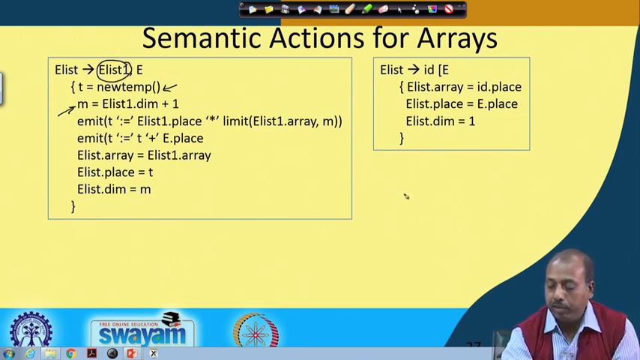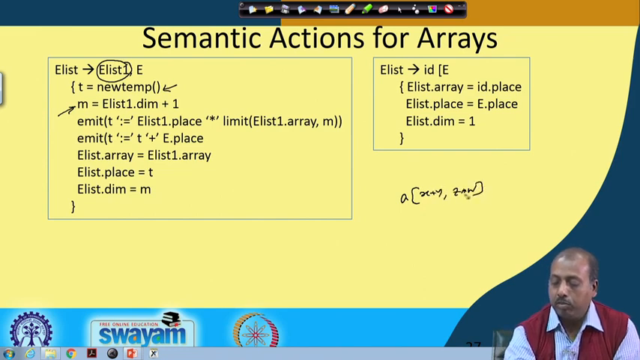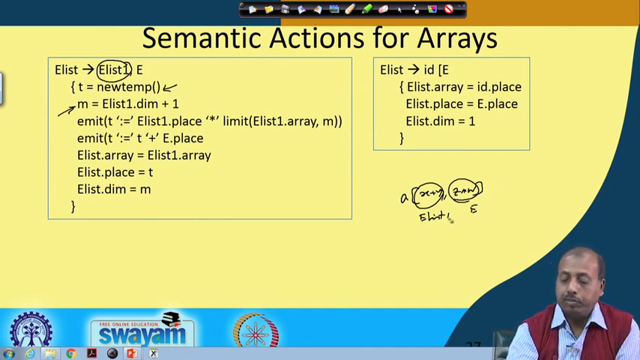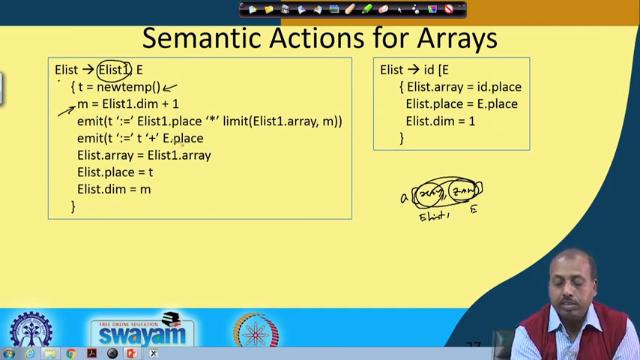For example, if you have an array access like x plus y comma z into w, as I was talking about, at this point x plus y is available in the E list 1 part, and z into w is in E. Now, from that I have to get this E list, which is for this entire thing. How to get it? t equal to new temp. The dimension m is whatever was the dimension of E list 1 dot dim; E list 1 dot dimension was 1.